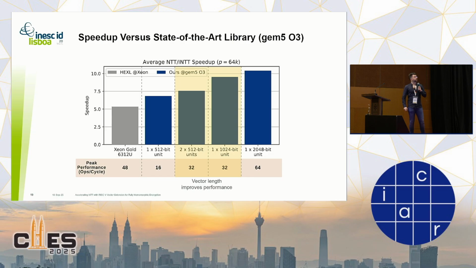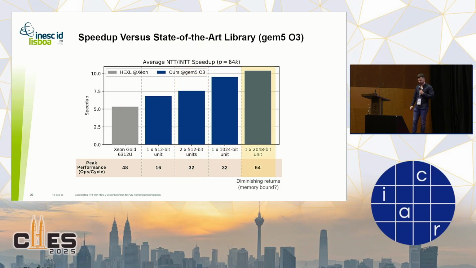We also see that vector length seems to have an influence on performance. As you notice here, this is a shorter vector length. This is a larger one, but they are equivalent in terms of peak performance. And the one with the largest vector length seems to have quite a decent margin in terms of extra performance. We also see, interestingly, some diminishing returns as we increase the peak performance higher. I believe what's happening here is that we are starting to become memory bound, and it doesn't make much sense to keep increasing peak performance in this architecture.